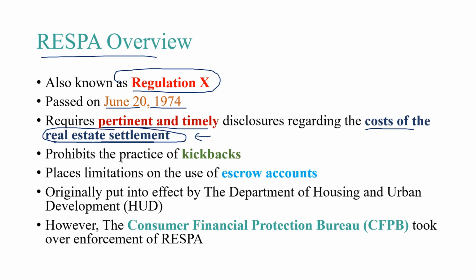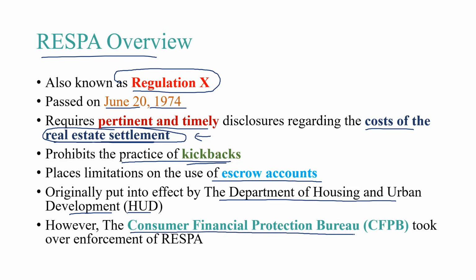It also prohibits the practice of kickbacks, and we'll discuss kickbacks a bit later on. It places limitations on the use of escrow accounts, and it was originally put into effect by the Department of Housing and Urban Development, or HUD. However, the Consumer Financial Protection Bureau, or the CFPB, took over enforcement of RESPA.